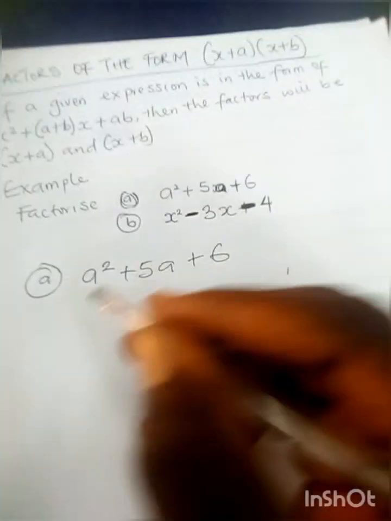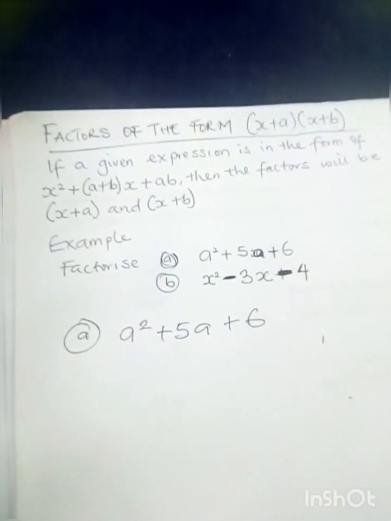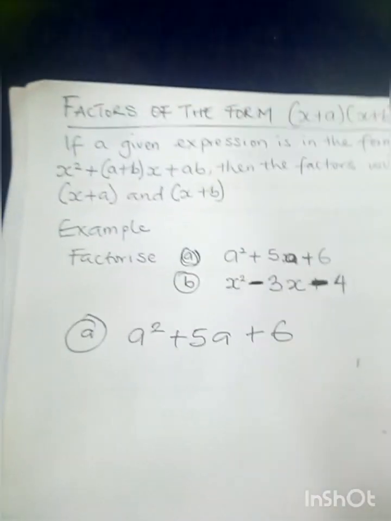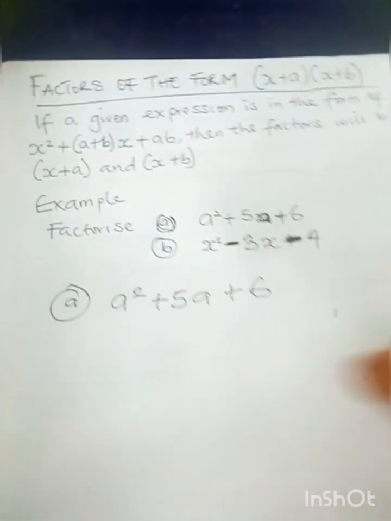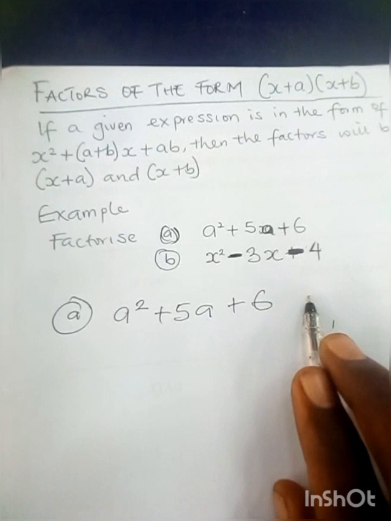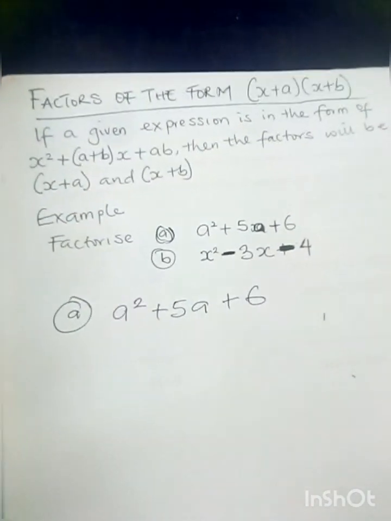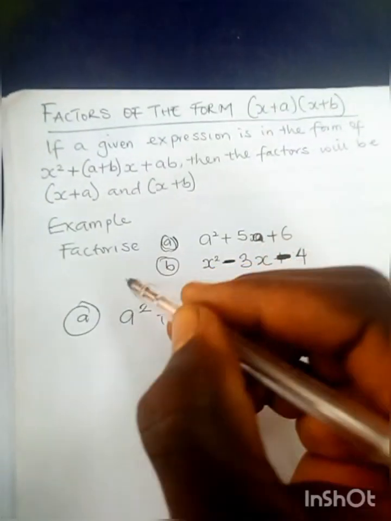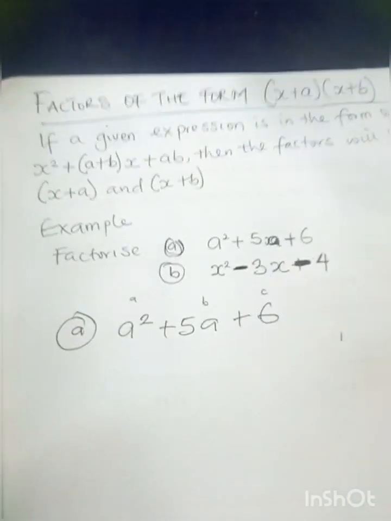Now, if you look at this trinomial, we cannot factorize this. This is a trinomial expression. You can't factorize it unless you turn it to have 4 terms. It has only 3 terms: 1, 2, and 3. So you can only factorize when you turn it to 4 terms. Now this is like a quadratic equation. We'll call this place the a, this place the b, and this the c.